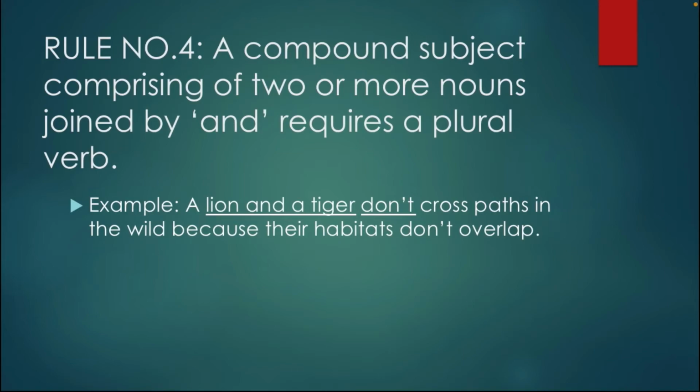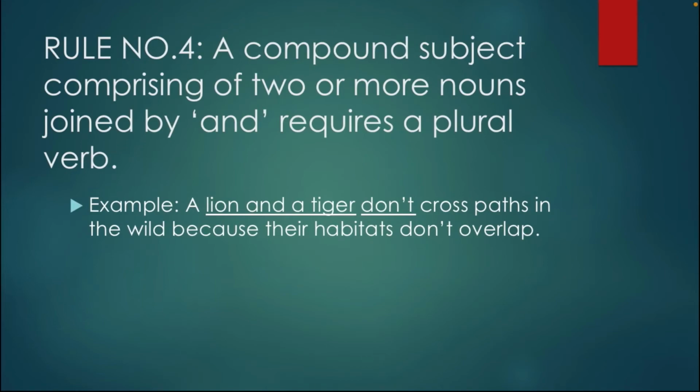Rule number 4. A compound subject comprising two or more nouns joined by and requires a plural verb. For example, a lion and a tiger don't cross paths in the wild because their habitats don't overlap. So the compound subject is a lion and a tiger. We use the word and.